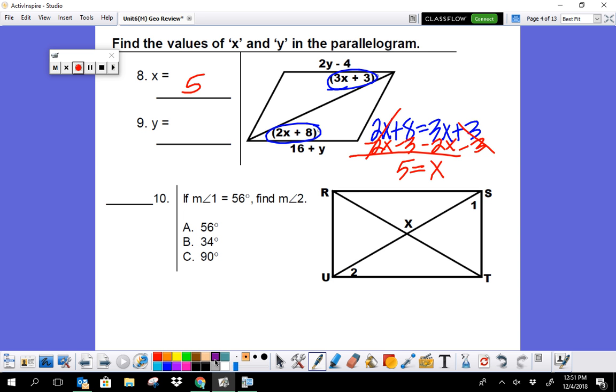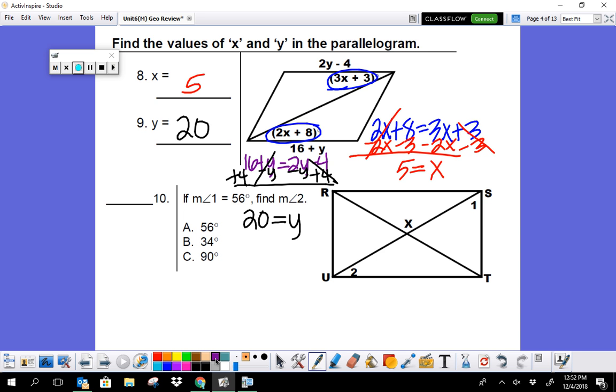Now to find the y, I know those two sides are equal. So I'm going to do 16 plus y equals 2y minus 4. I'm going to subtract this y, move it to the right. At the same time, I'm going to go ahead and add this 4. So I'm going to have 20 equals 2y minus y is just y. So y is 20. If you wanted to plug that back in just to make sure you got it right, you could do that.